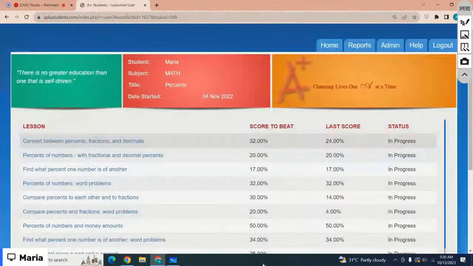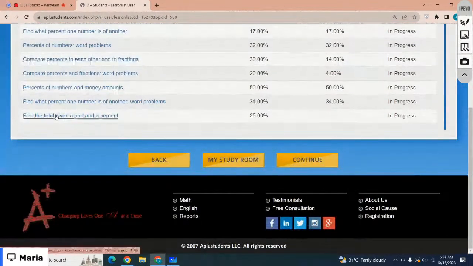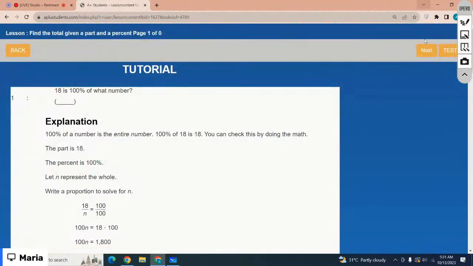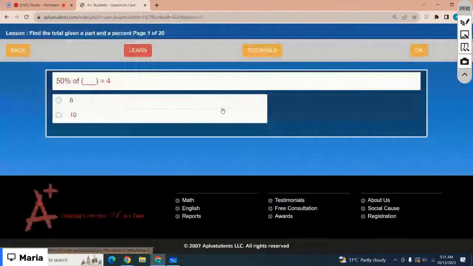Okay, the next lesson is the last lesson from the chapter, I think. Yes, that is find the total given a part and a percent. So you're given a part and a percent, right? You have to calculate the whole. Okay, let's just start with the first one.